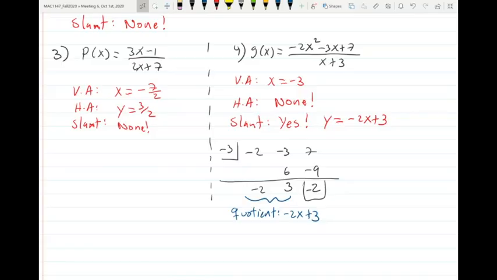So that's also something that you need to worry about when you're graphing rational functions. If you have a horizontal or a slant asymptote, you need to be able to determine if our function is going to cross these lines.